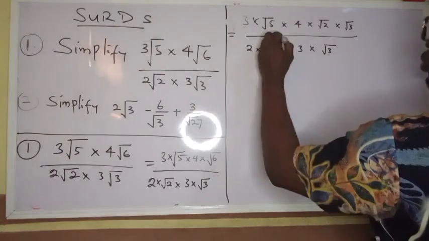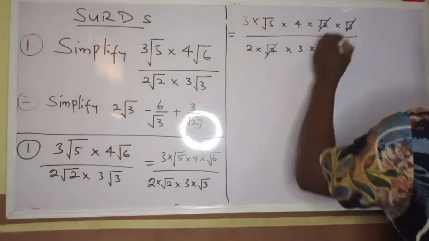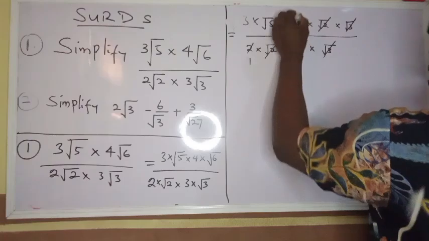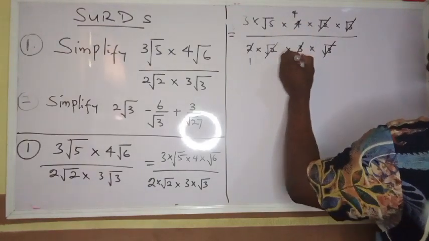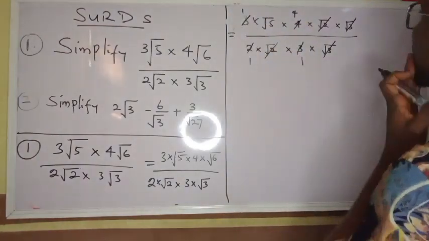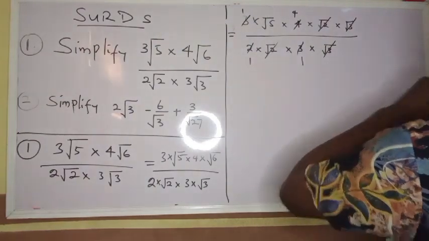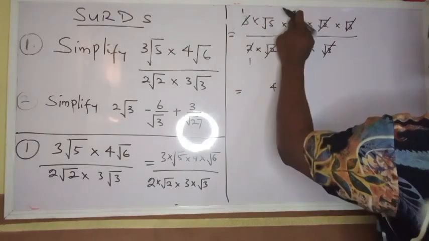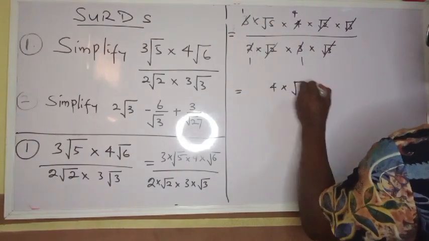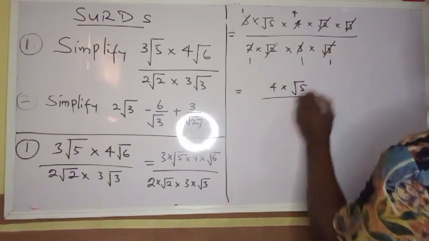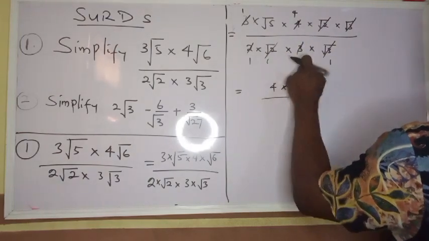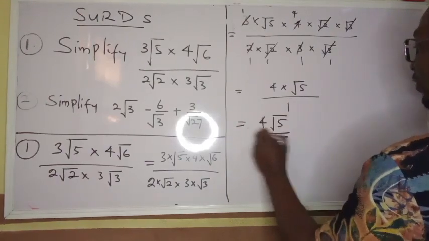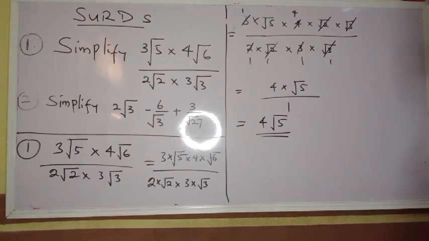So now we have root 2 cancel root 2. We have root 3 cancel root 3. Then we have 2 here, 1, 2 here, 4. We have 3 here, 1, 3 here, 1. So if we look at the numerator, we are left with 4 times root 5. And in the denominator, we are left with only 1. That is 1 times 1 times 1 times 1. That is 1. So our final answer will be 4 root 5.